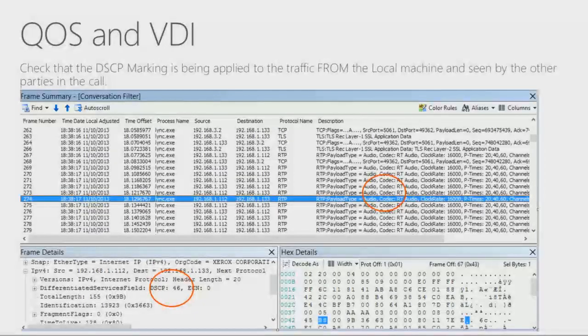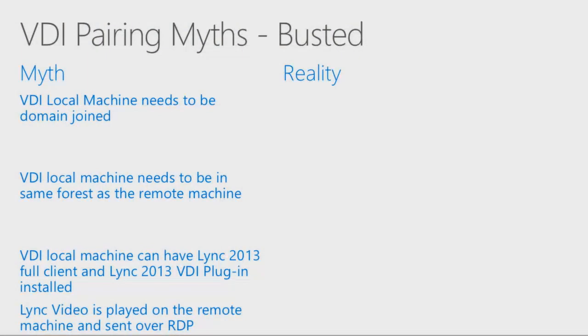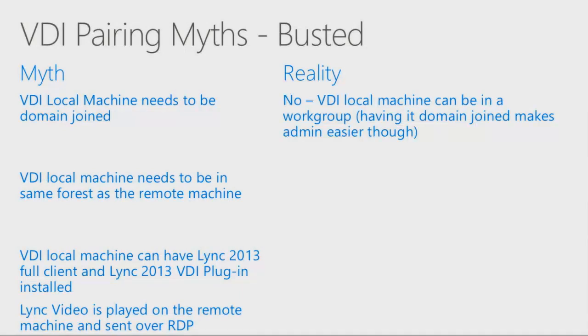Okay, so we wanted to talk a little bit next about, going back to one of the gentleman's questions earlier on, VDI pairing myths, things that we get asked time and time again, which we thought, hey, we can save ourselves 4 million emails over the next couple of years by just talking through these now. So a couple of things. The first one we hear a lot is that the VDI machine must be domain joined. Well, let's look at the reality of that. No, that's not actually the case.